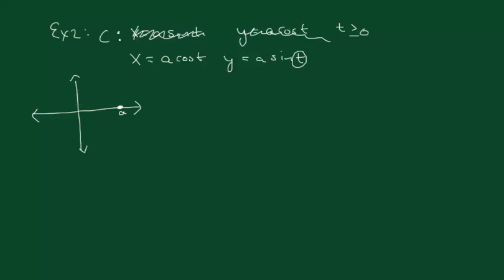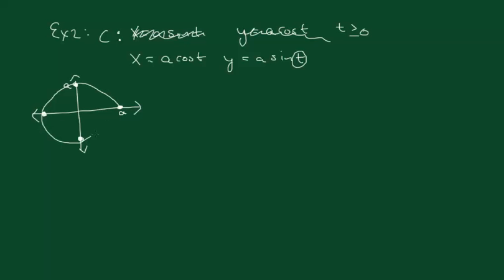Next, let's plug in pi over 2 for t. So x is going to be a times 0, so the x will be 0, and the y will be a times 1. So we are here, at a. Keep going: if I plug in pi, it's going to come out here. If I plug in 3 pi over 2, it's going to come down here. And my circle is being inscribed.